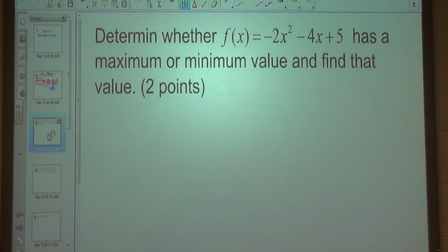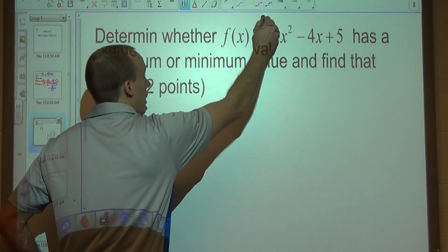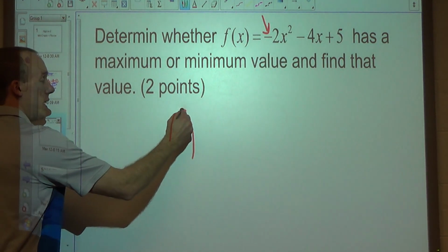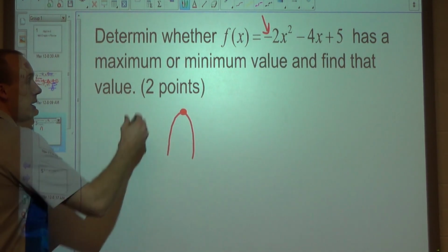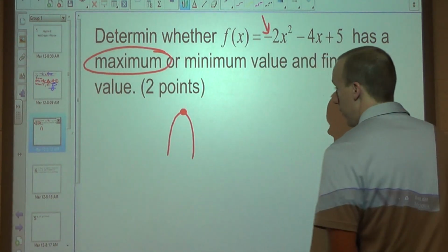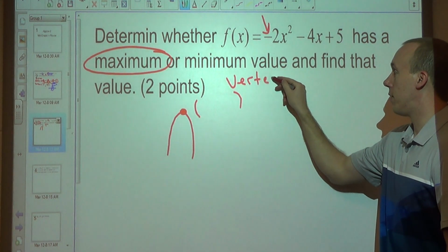Is this parabola smiling or frowning? Frowning. Okay, so it is frowning. And why do I know it's frowning? Negative in front of the x squared. Okay, so is this a max or a min? So now I know it's a maximum. Okay, and then how would I find that value? What's another name for this thing called? This is called the vertex, right?